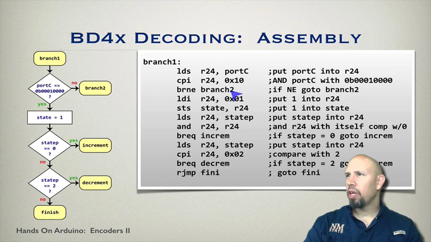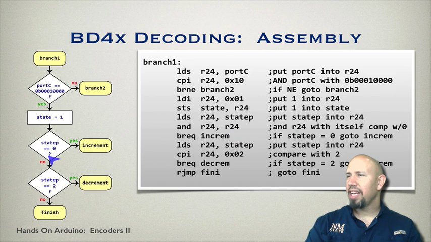So if it's not equal to 1, we head off somewhere else to branch 2. If it is equal to 1, that means our state is equal to 1. So we're going to put the value 1 into register 24, put that value into the state. Now we're going to read the past state into register 24, and here we're going to check to see if it's equal to 0.